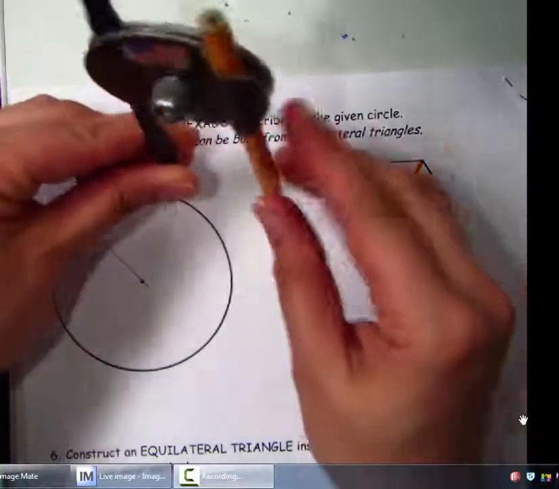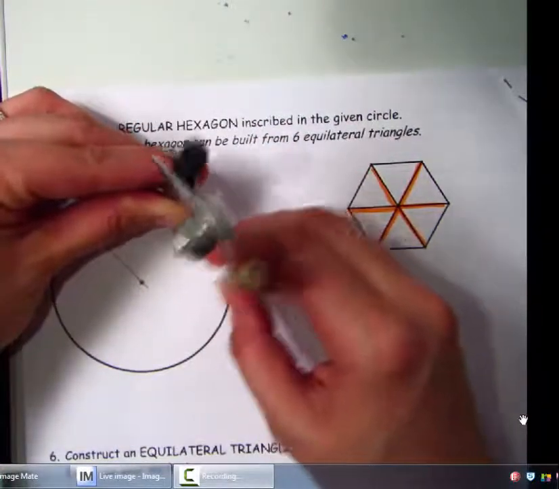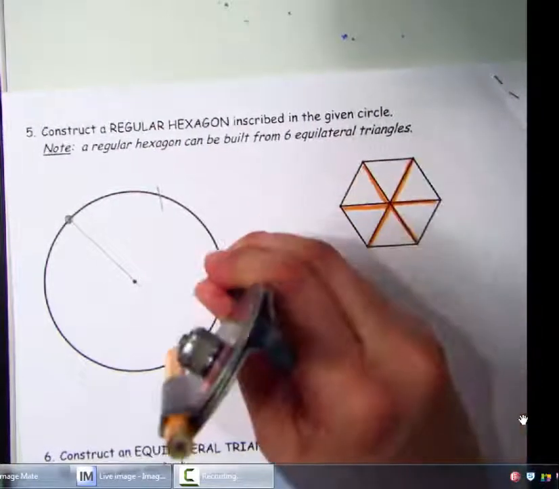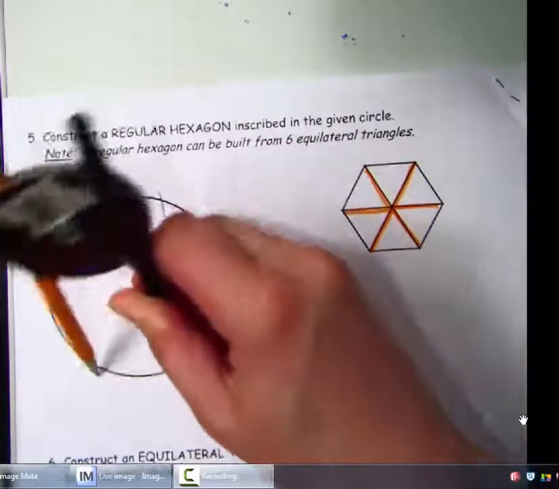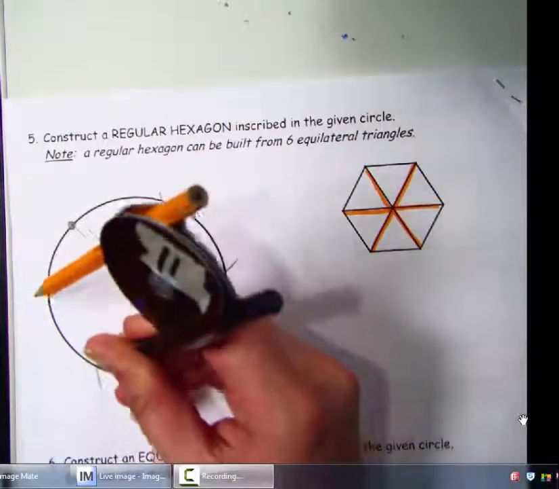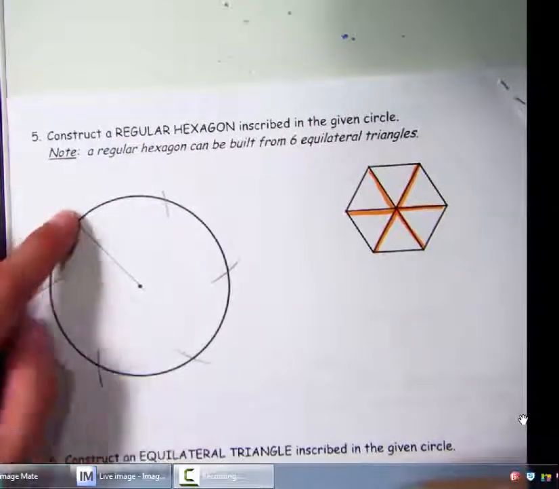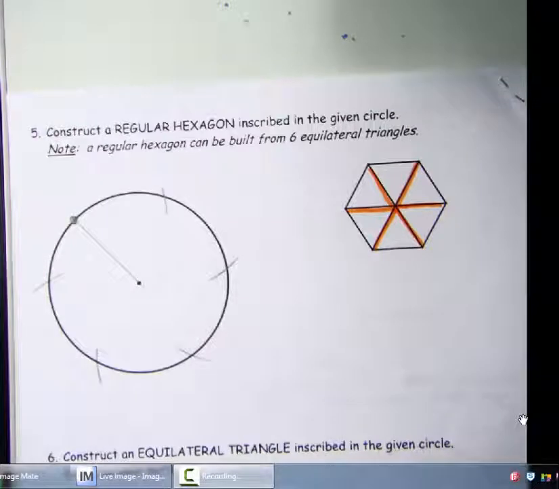Then jump to that mark. Put another one. Then jump again. We're going to do this all the way around the circle. 1, 2, 3, 4, 5, 6. Those marks are the 6 vertices for my hexagon.